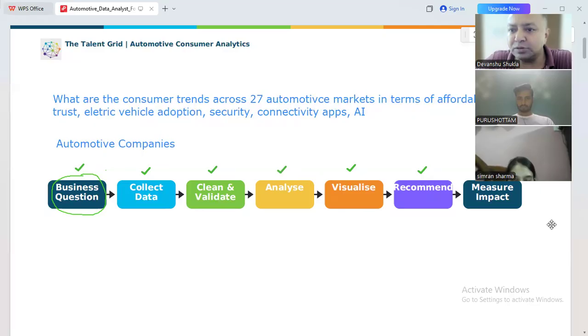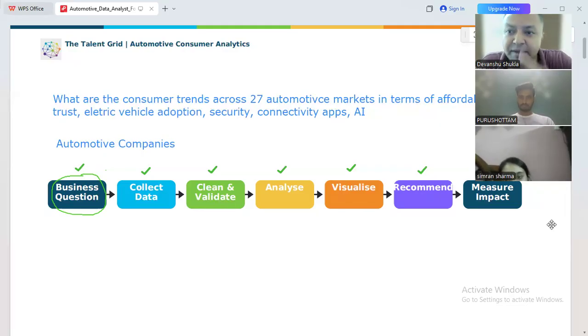Okay. Purushottam and Simran, I believe this is clear. So as a data analyst, initially what should be clear? The business question should be clear. What is the business problem which you are solving? And your business question will define what value you will generate. I believe you are clear now. If you start solving bigger problems in life, eventually you will be able to create more value. And you are already clear how you will make more value?